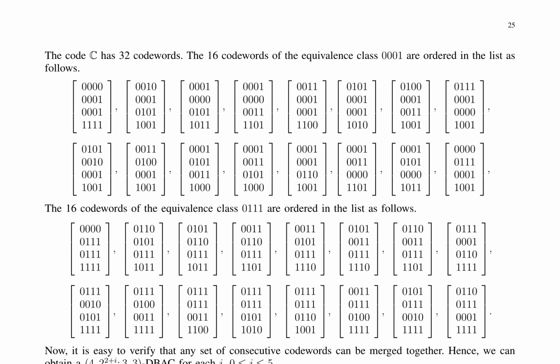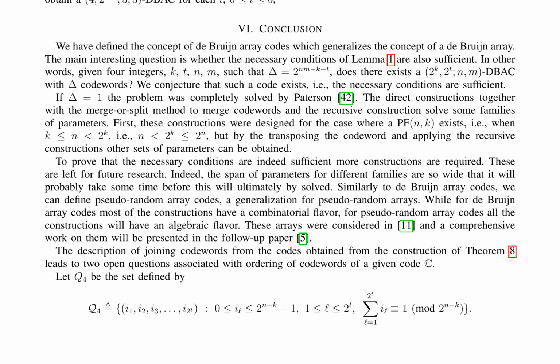Examples of specific de Bruijn array codes are provided, including A, 4, 22 plus i, 3, 3, dbac for each i, 0 is less than or equal to i is less than or equal to 5, obtained through the merge-or-split method. Additionally, pseudo-random array codes are introduced, a generalization of pseudorandom arrays, with an algebraic flavor contrasting the combinatorial flavor of most de Bruijn array code constructions. A follow-up paper is planned to comprehensively explore pseudorandom arrays.